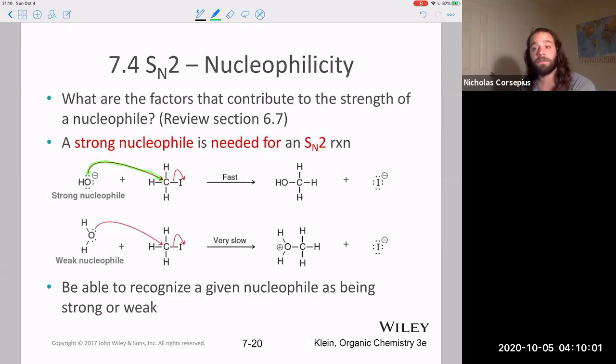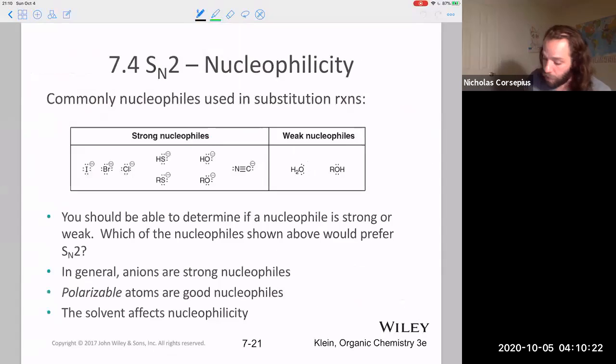Weak nucleophiles will undergo SN2 reactions very, very slowly. A weak nucleophile would be, for example, water, compared to the strong nucleophile, the hydroxide ion. Bottom line, SN2 reactions need strong nucleophiles. So let's look at some examples of strong nucleophiles versus weak nucleophiles. Let's look at weak nucleophiles first. These are, for example, water or any alcohol. Another thing I would put in this category would be ammonia or a primary amine.